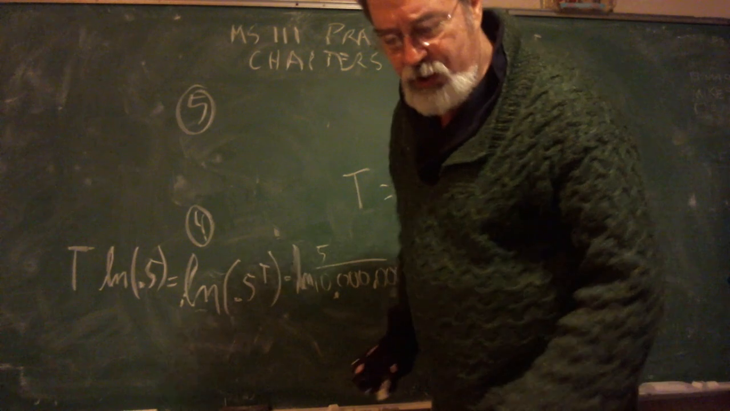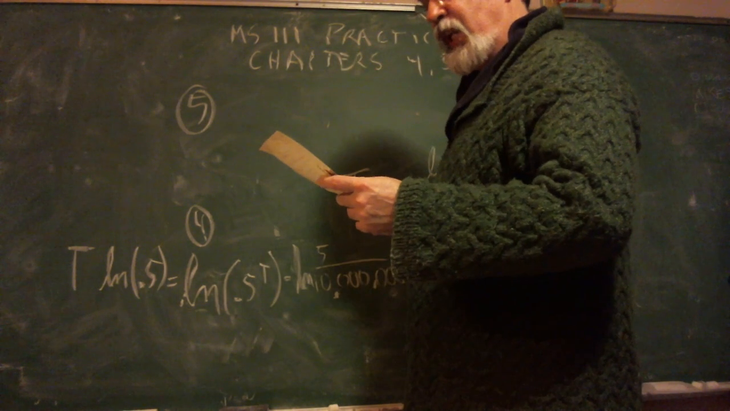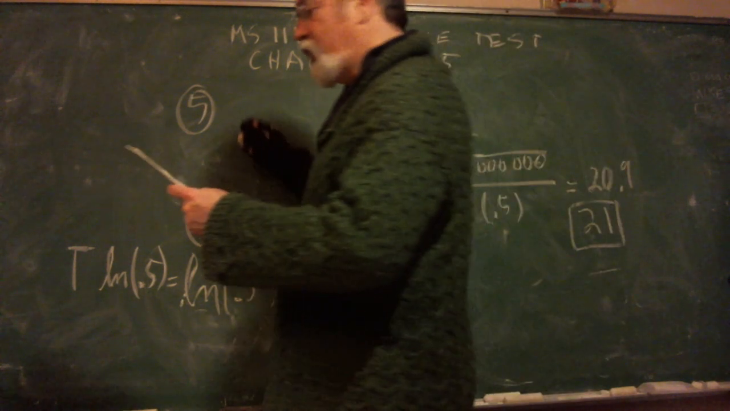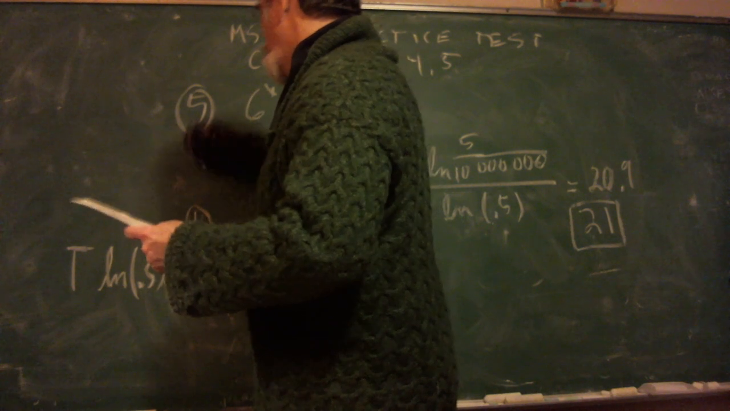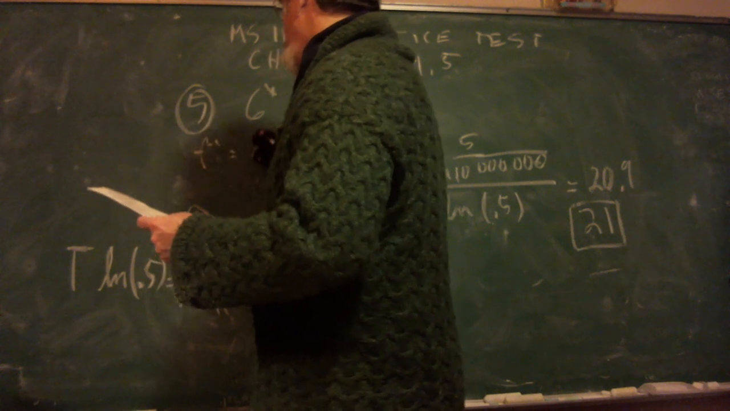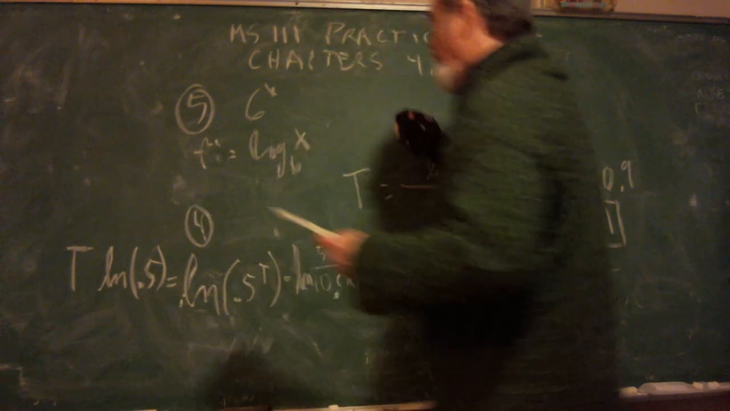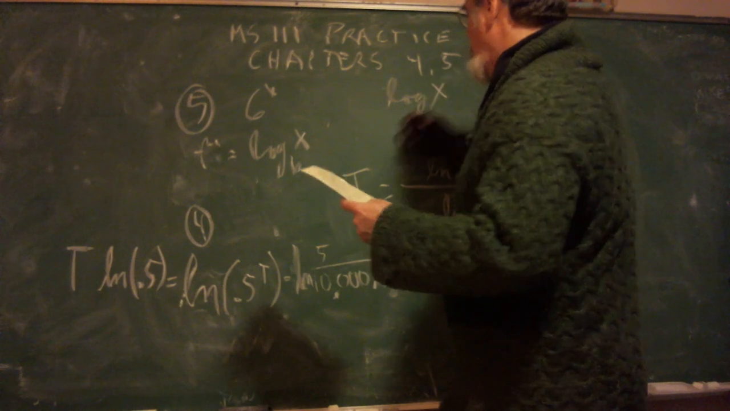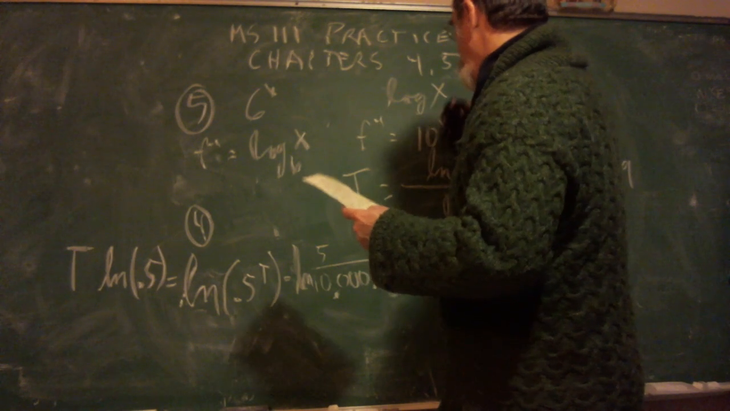Number 5 was, let's see. I have functions to get the inverses of. So 6 to the x has its inverse function. F inverse is log to the base 6 of x. The function is log of x. The inverse function is 10 to the x.